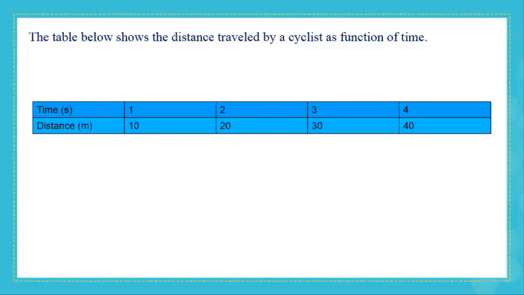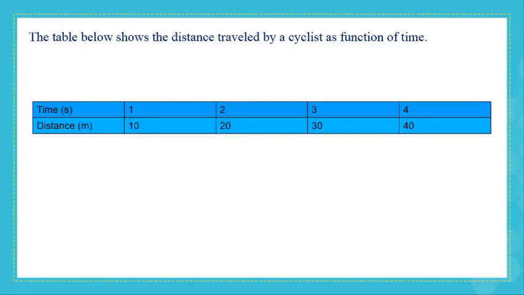The cyclist at time 1 second is at distance 10 meters. At time 2 seconds, he reached a distance of 20 meters. This means that he covered 10 meters during 1 second. From 10 to 20, 10 meters are covered.